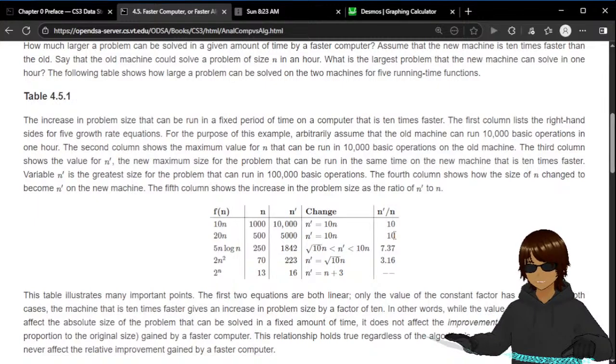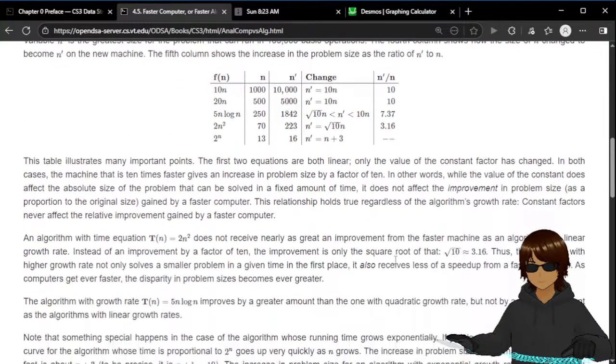Change 10, 10. So n before, n new, and the factor of change in speed. So old versus new. 10, 10, 7.37, 3.16. This table illustrates many important points. The first two equations are both linear. Only the value of the constant factor has changed. Okay. Linear, constant factor.